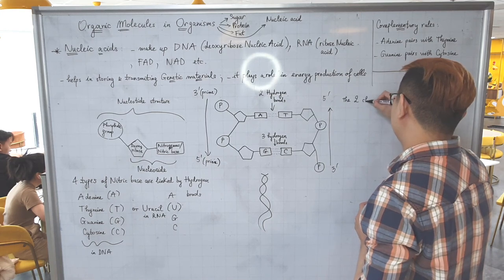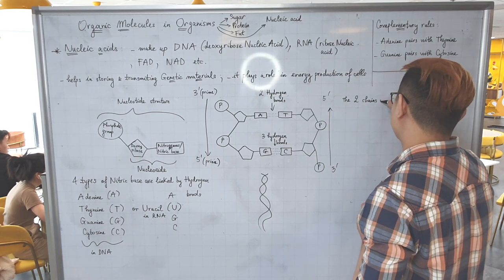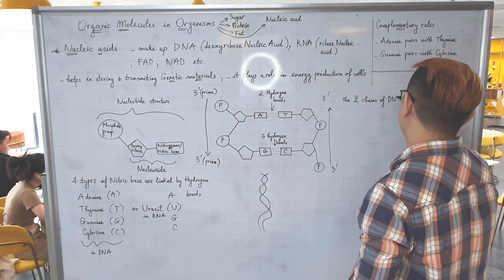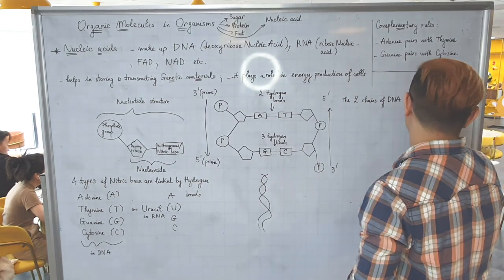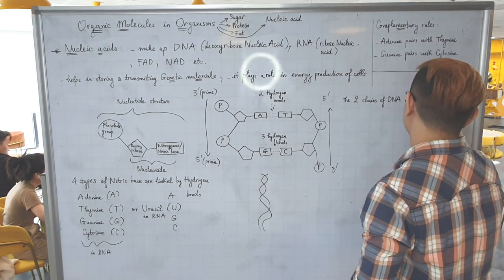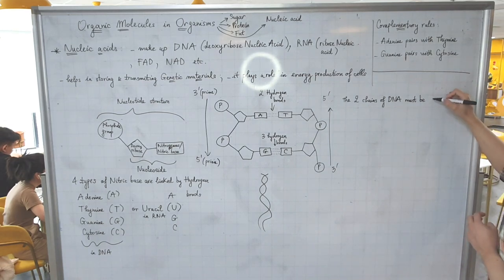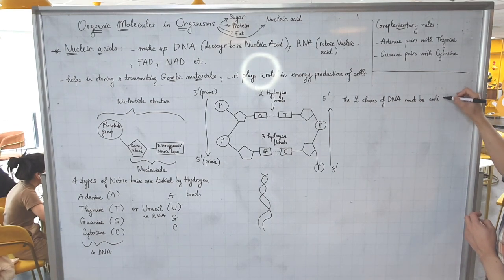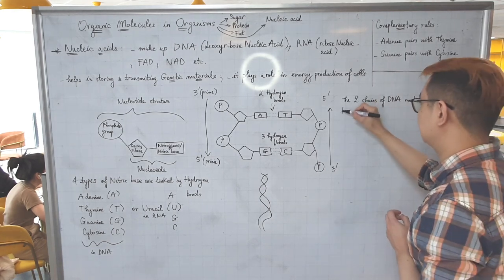The two chains of DNA must be anti-parallel to each other.